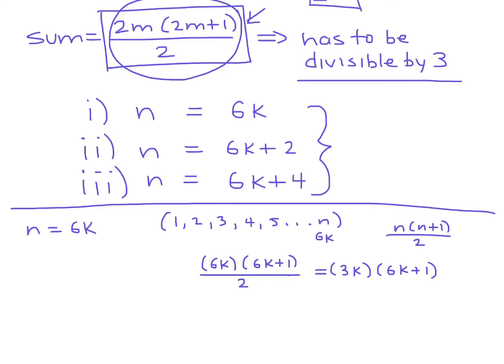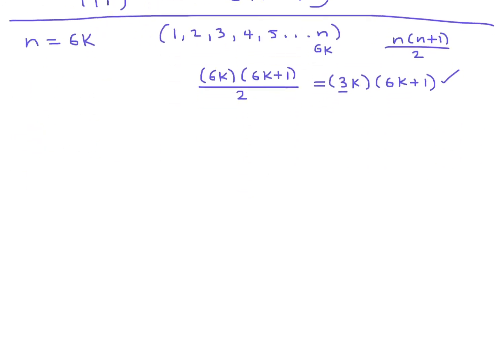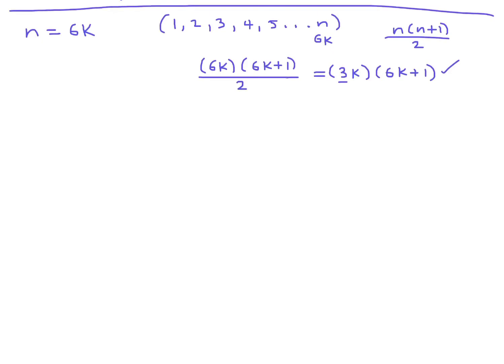Now, is this divisible by 3? Remember, it has to be divisible by 3. And the answer is yes, absolutely, because there's a 3 there. So whatever it is, it's 3 times something, and therefore it's divisible by 3. So there you go. But we're not quite done yet. You can't just say, okay, great, let's move on. You have to at least test it out. So I'm going to test it by giving some value for k.